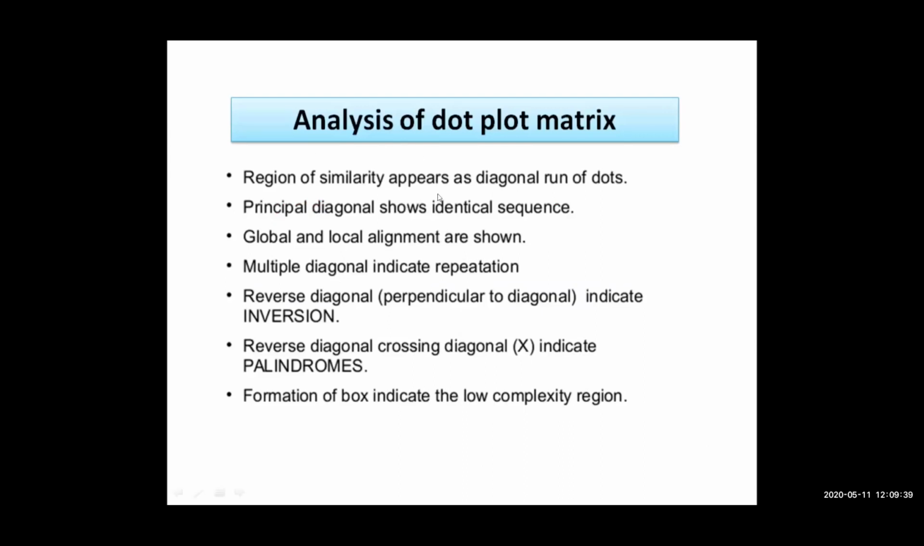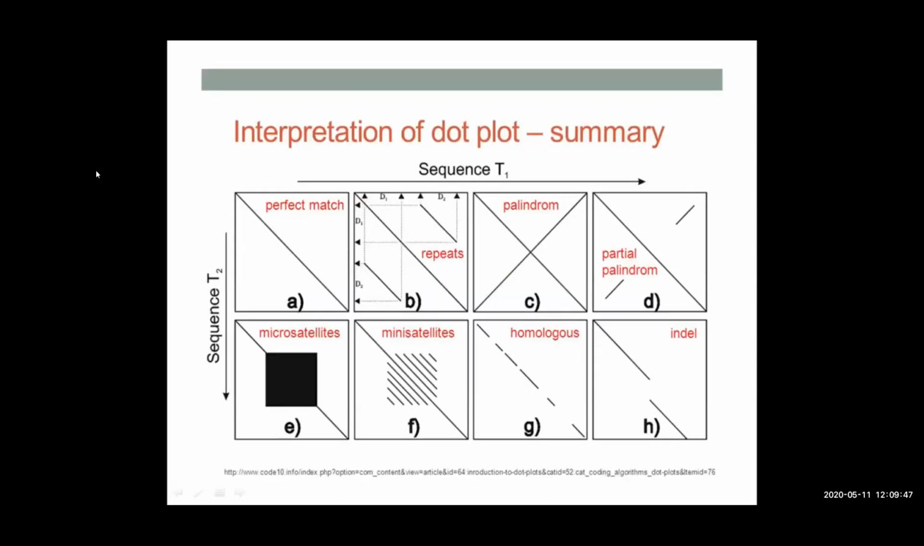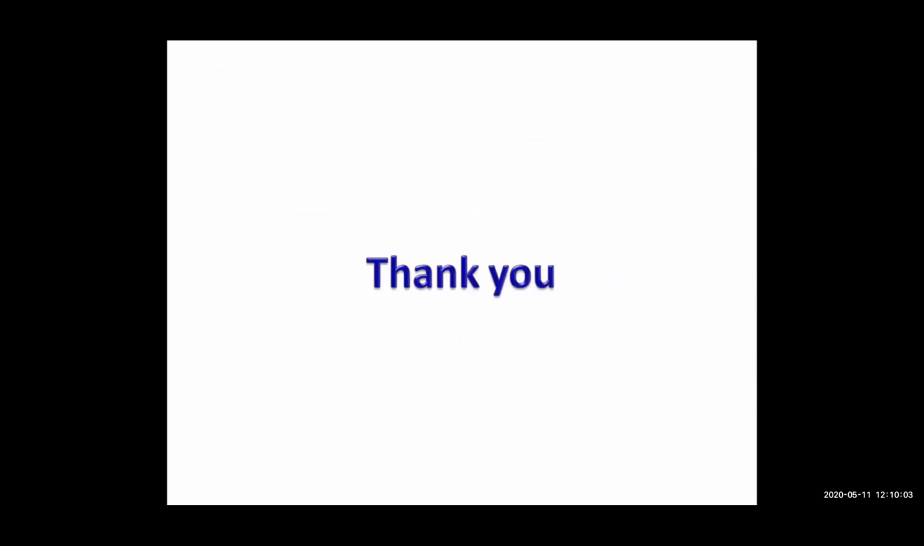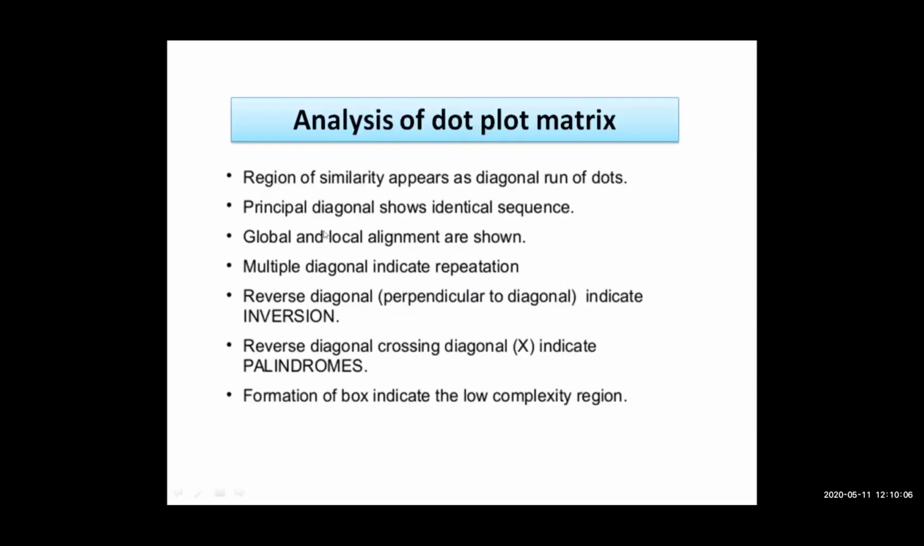So regions of similarity appear as diagonal runs of dots. So if there is a complete sequence alignment, if you find this kind of line all through the graph, that means that both these sequences are perfectly matching. They are exactly the same. They are 100% identical. Okay. Then the principal diagonal shows identical sequence, then there can be some more sequences. Global and local alignments may also be shown.